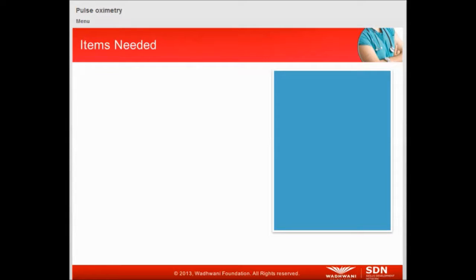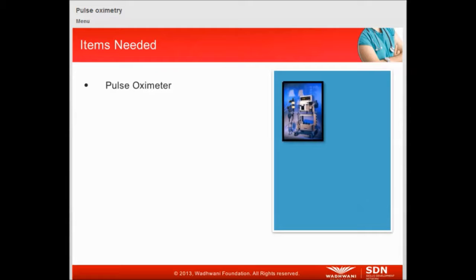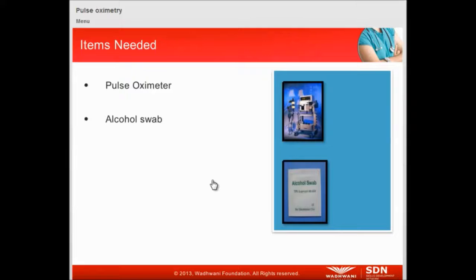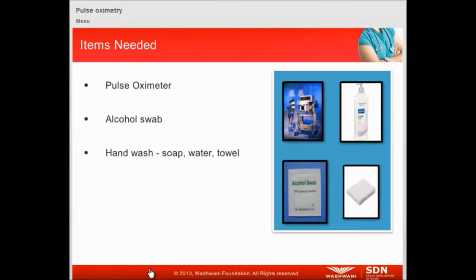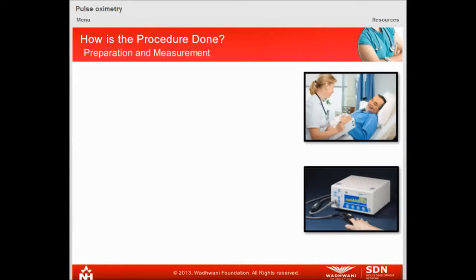Items needed are 1. A pulse oximeter, 2. An alcohol swab, 3. Soap, water and a towel for hand wash. Now let's learn the pulse oximetry procedure.